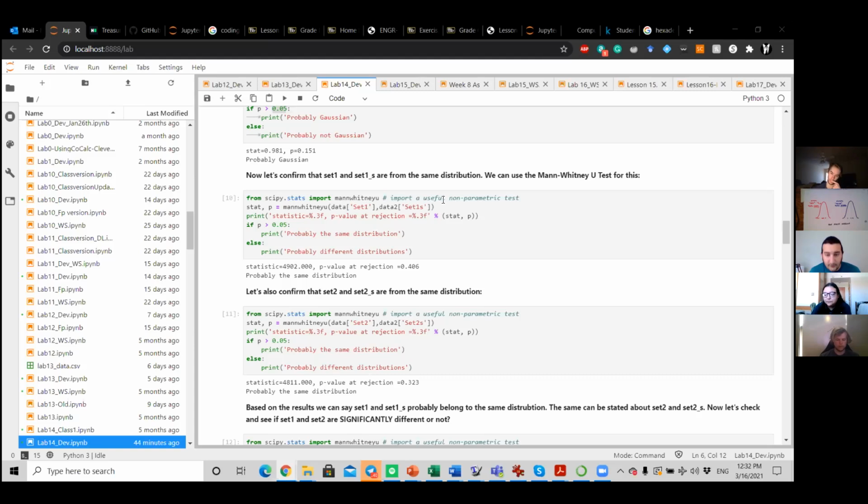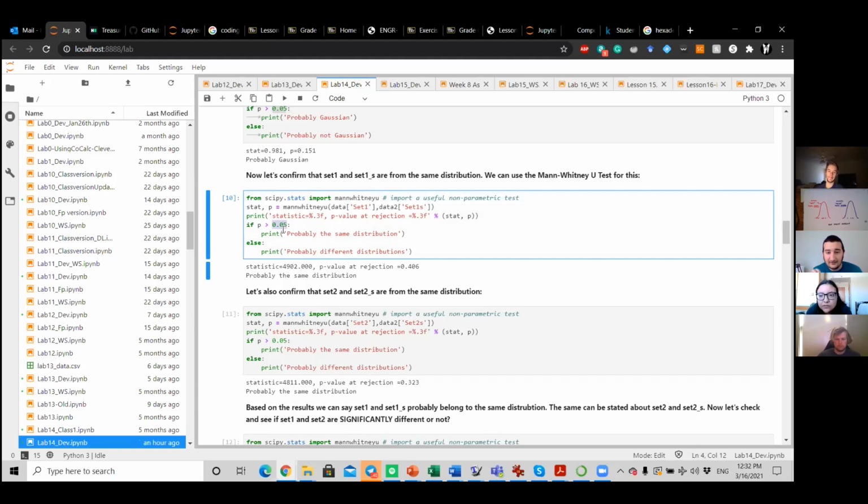We run this test on 2 sets of numbers, and we're going to compare those sets. So here, I'm importing the Mann-Whitney U function from the package, and we are applying that on set 1 and set 2, and we are going to compare the p-value with 0.05 again and decide whether they belong to the same distribution or not. The null hypothesis of Mann-Whitney U-test is that the 2 sets belong to the same distribution.